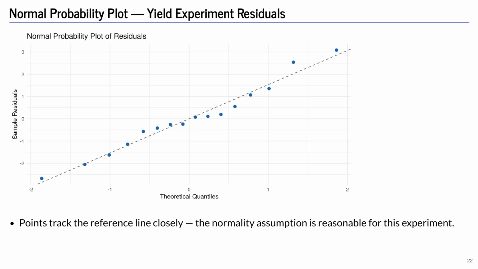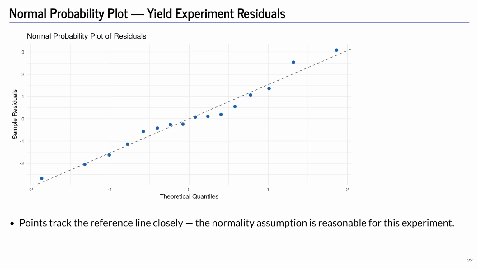There is no pronounced S-curve, which would indicate skewness, and the tails do not bend sharply away from the line, which would indicate a heavy tail distribution or outliers. A few points at the extremes stray slightly from the line, but that is entirely expected with only 16 observations. Random sampling variation alone will produce some deviation from a perfect line at this sample size.